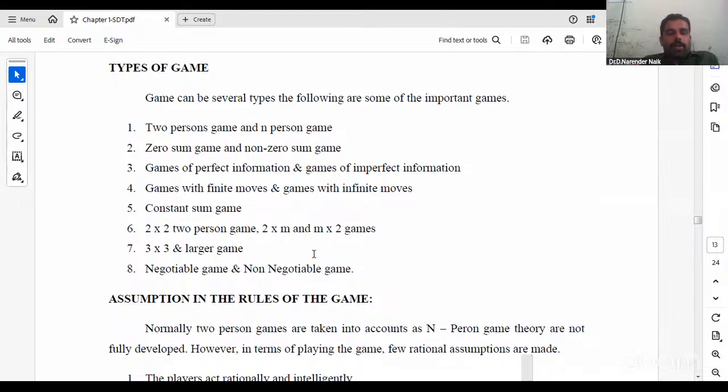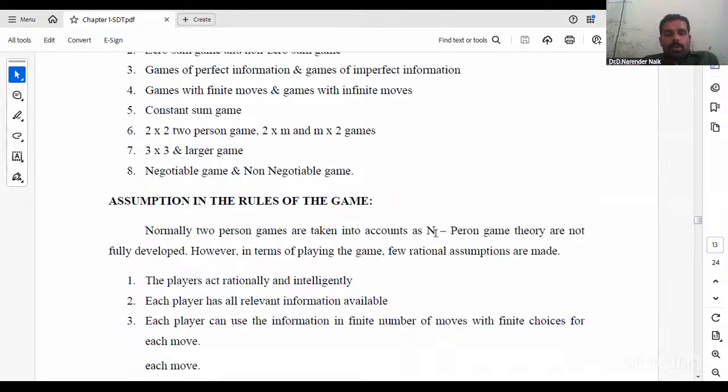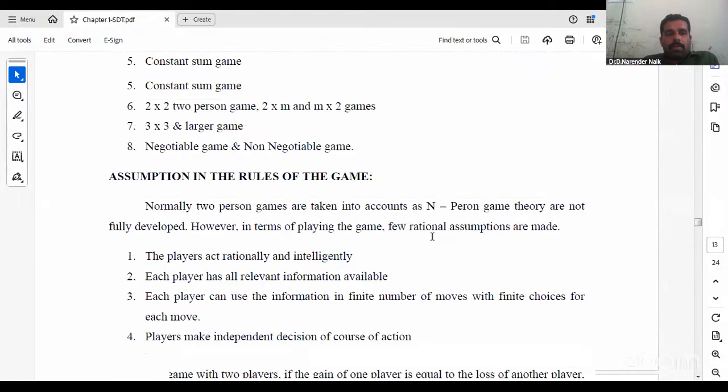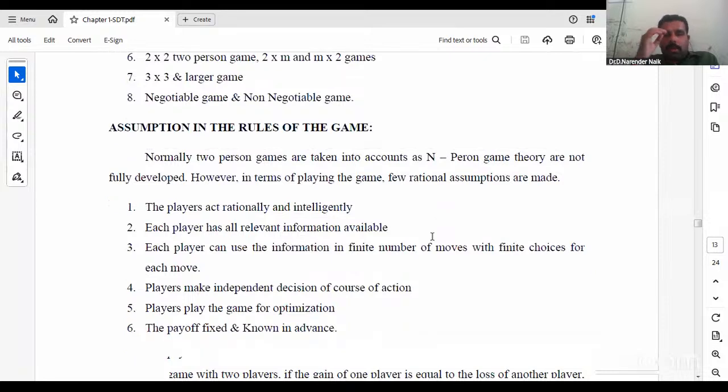The next one is assumptions in rules of games. Some assumptions are there, and we will see them. Normally, 2 person games are taken into account as n-person games, and the theory is not fully developed. However, in terms of playing the game, a few rational assumptions are made. The players act rationally and intelligently. So in any game, the player should act rationally and intelligently.